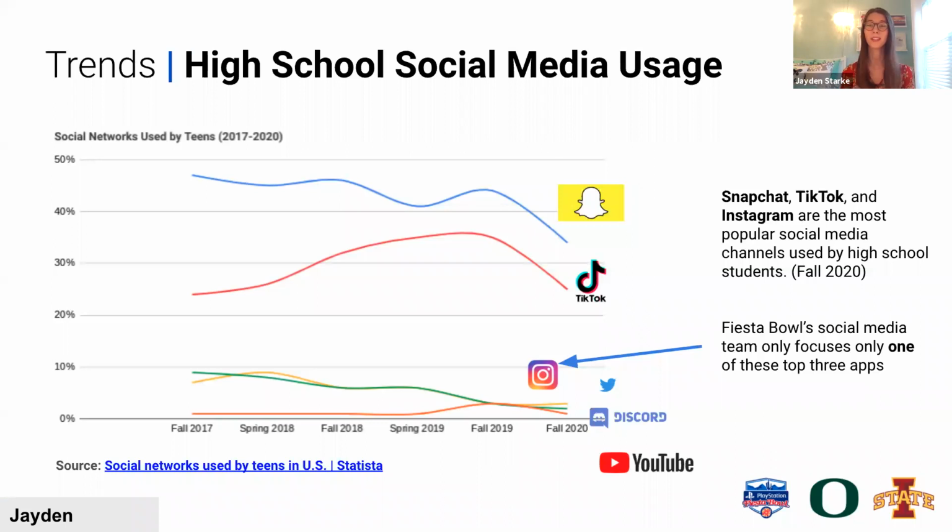We also found a bunch of data that showed the different trends in media usage for high school students. The data that we found traced all the way back to 2012. However, we're only going to look at 2017 through 2020 because that is when the platforms that we were looking at became the most popular. Snapchat, TikTok, and Instagram are the most popular social media channels used by high school students. However, as we discussed earlier, the only one of those that the Fiesta Bowl currently uses is Instagram.